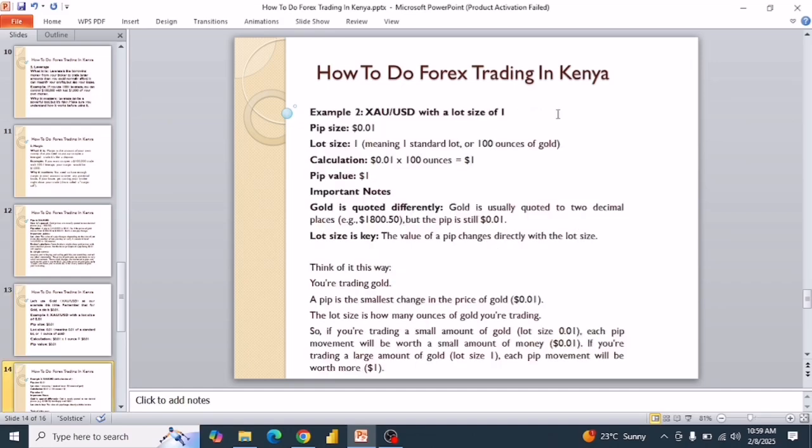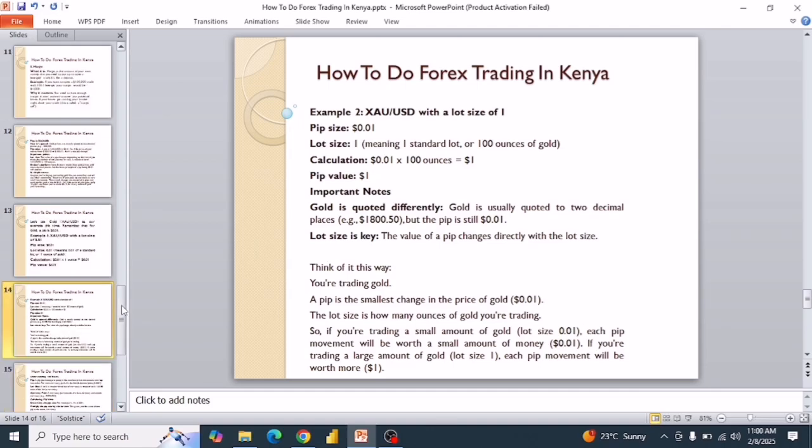Let's now go with a lot size of 1, meaning 100 ounces. So to calculate this, a pip movement of 0.01 times 100 ounces will be $1. So every time it moves from 0.50 to 0.51, that is going to be a pip movement worth $1 if you are using a lot size of 1. So for you to understand lot size, I'll also make another video so that you can really grasp this. The small changes, how to know a pip size.